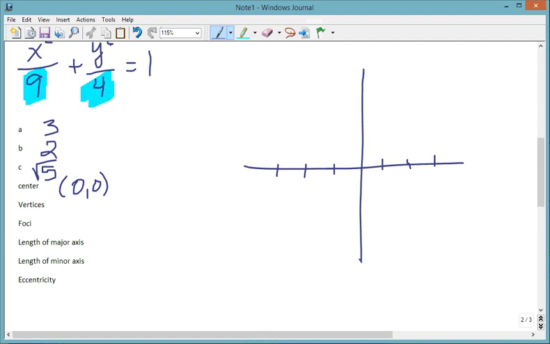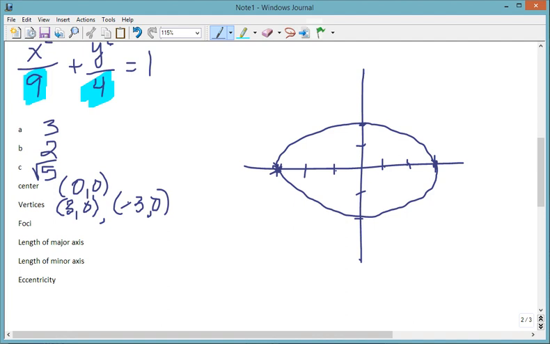So over 3 from the center, 1, 2, 3, there would be 1 vertex. 1, 2, 3. There would be the other vertex. So I can actually write those down now. It's going to be 3, 0 and negative 3, 0. Okay. Now let's just finish sketching the graph because B goes up this way 2, right? So here is my ellipse.